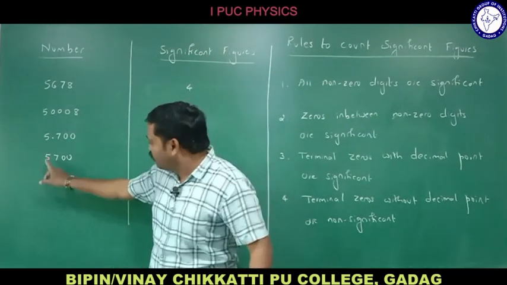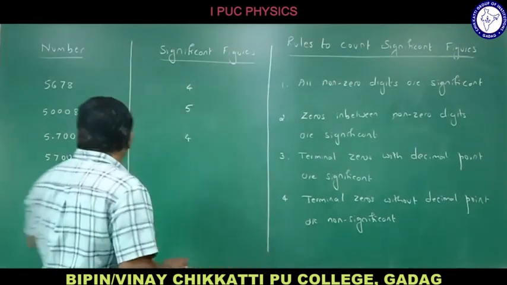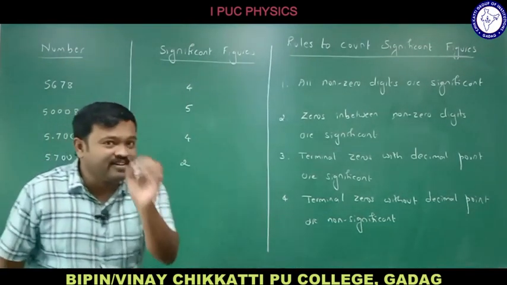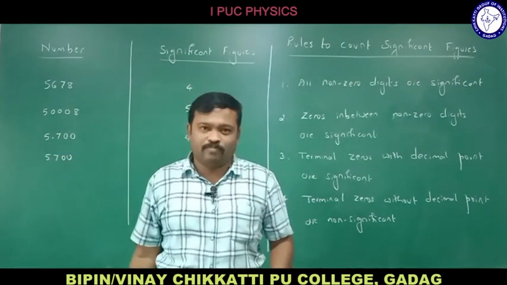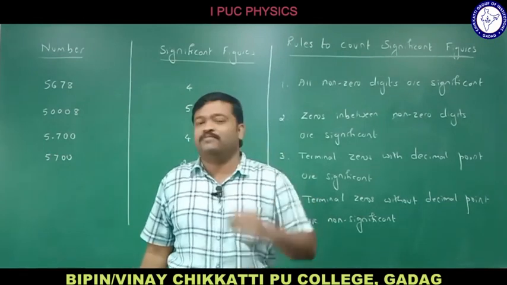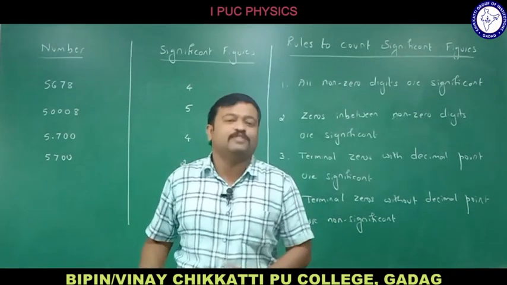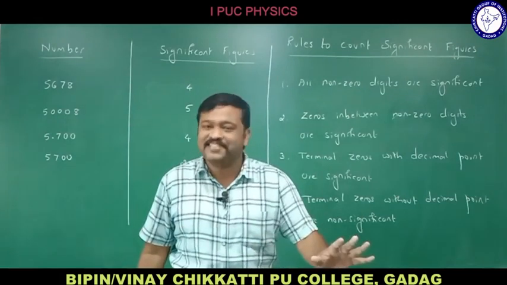How many significant figures are there? 5, 7. There are only 2 significant figures. These zeros are not significant. So there are 2 in this number. Terminal zeros become significant if there is a decimal point, and they are non-significant if there is no decimal point. The significance of terminal zeros depends upon the decimal point in the number. If there is a decimal point, they become significant, they become important. If there is no decimal point, they are not significant.